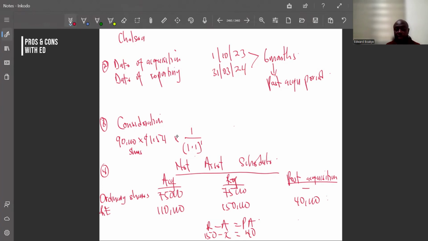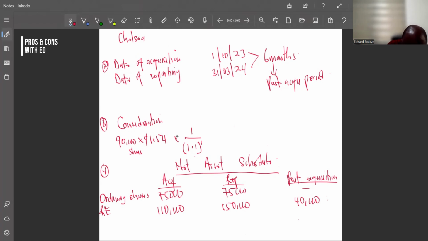This is the easiest way to deal with your retained earning. So always take the number of months in the profit for the year and put it at post-acquisition. Be looking for the retained earning before the acquisition period. Then you add the total profit for the year to it. That will give you your reporting figure. Subtract your post-acquisition from the reporting to get your acquisition. That is all for the retained earning.